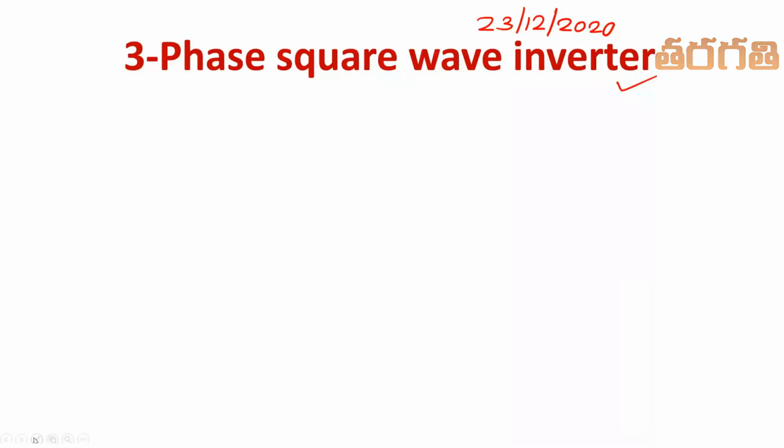So what is an inverter? An inverter is a circuit that is used to convert DC voltages into AC voltages.